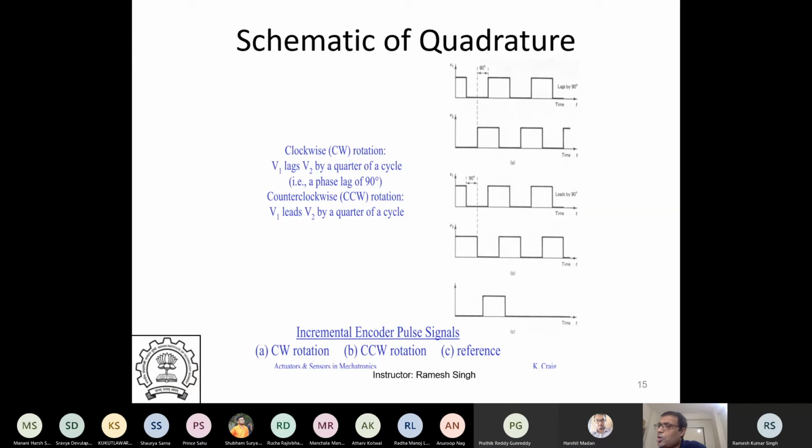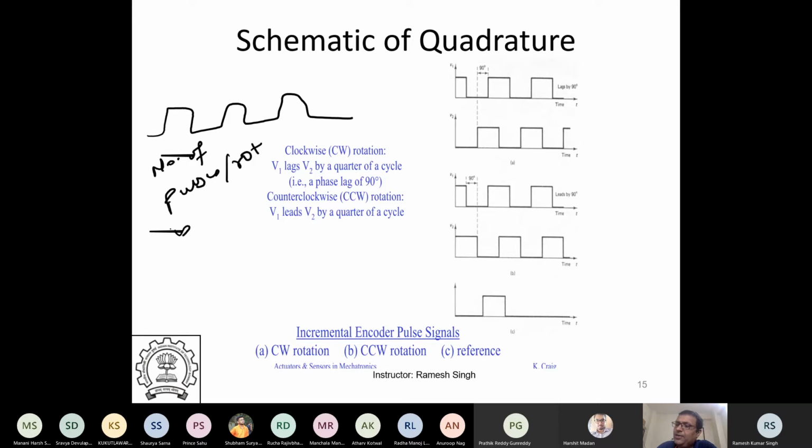Right. So this is the quadrature I was talking about. So right now, if I were to do it normally, right, this will be my resolution, right? So the number of pulses I get in one rotation, the number of pulses per rotation, is my resolution.